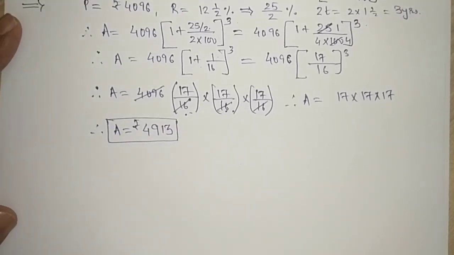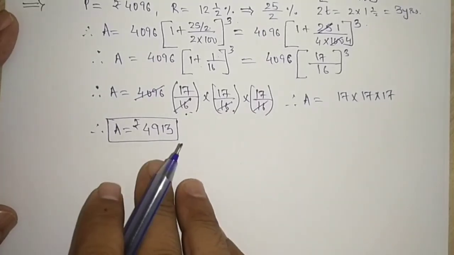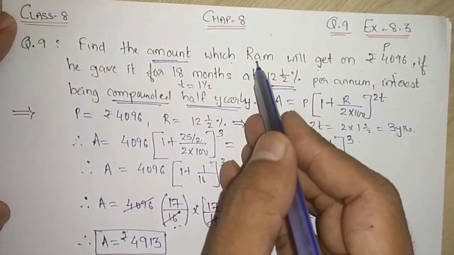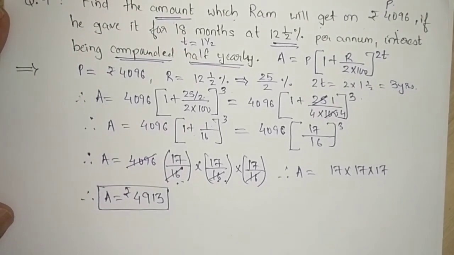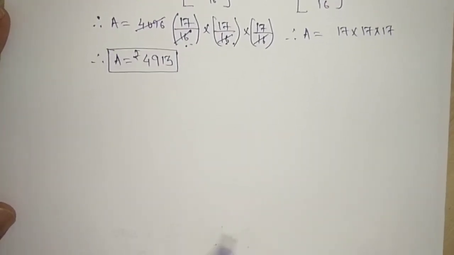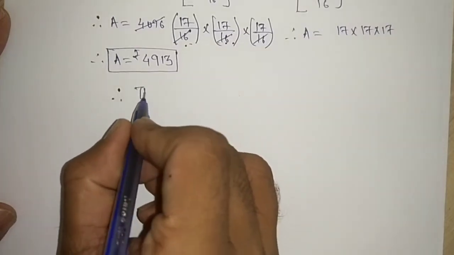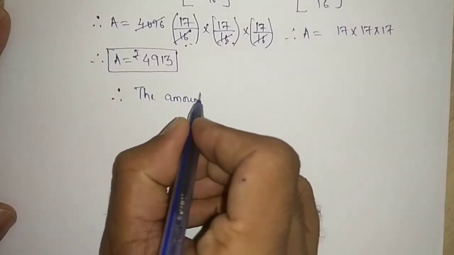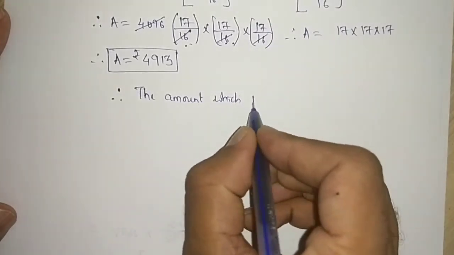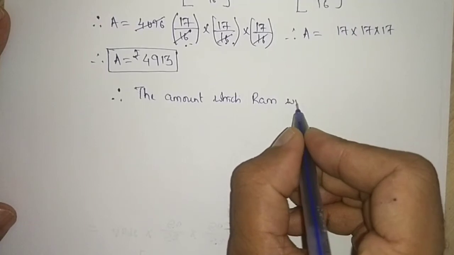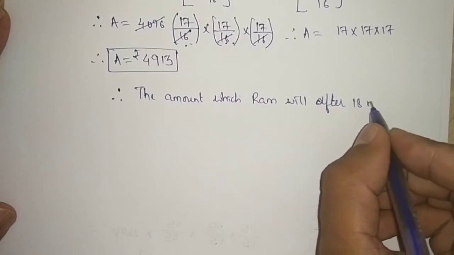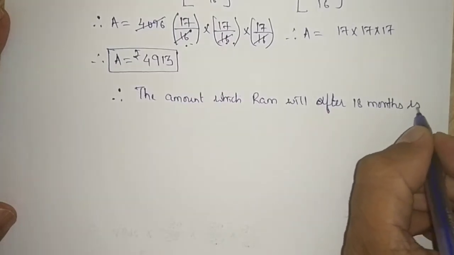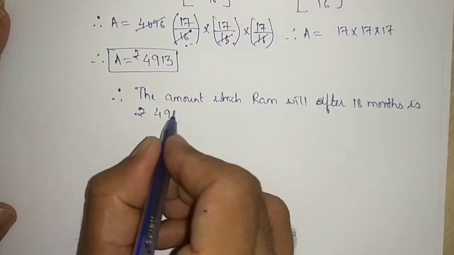Please be sure by calculating this amount on your own. This is our answer. The amount which Ram will get on 4096 will be 4913. The amount which Ram will get after 18 months is rupees 4913.